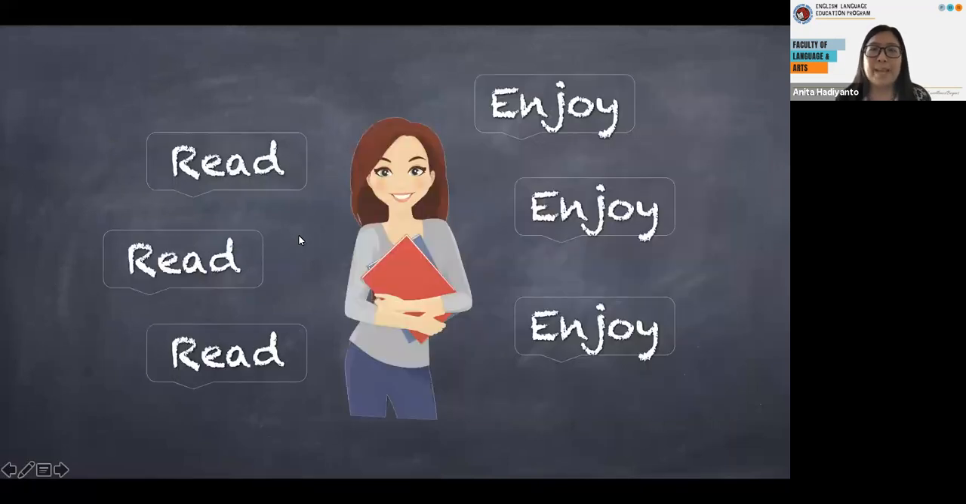Now, the principles of extensive reading, as we have known, these are the main principles. Read, read, and read. And the other principle is enjoy, enjoy, and enjoy. So the students are free to choose what they want to read, as long as they enjoy what they are reading, and if they don't enjoy it, they can stop and find other things.